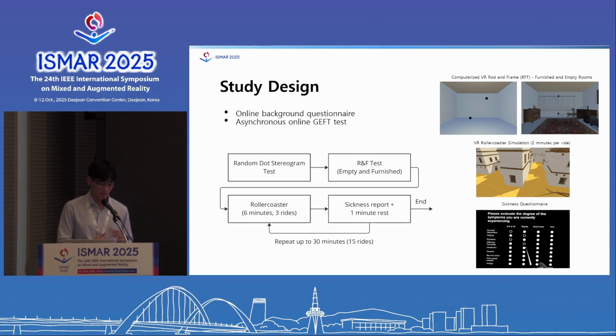And then during the in-person study, we first screened for corrected vision with a stereogram test. And then users completed both the empty and the furnished computerized VR rod and frame test. The next portion of the study was the VR roller coaster. Participants were told to quit the study whenever they felt too sick, and for each session, there were 3 rides. Each ride was 2 minutes long, and after each session, there would be a 1-minute break. There were at most 5 sessions, so a maximum of 30 minutes. However, many people dropped out before that, and so we measured the time to drop out, as well as the sickness questionnaire before and after each ride.